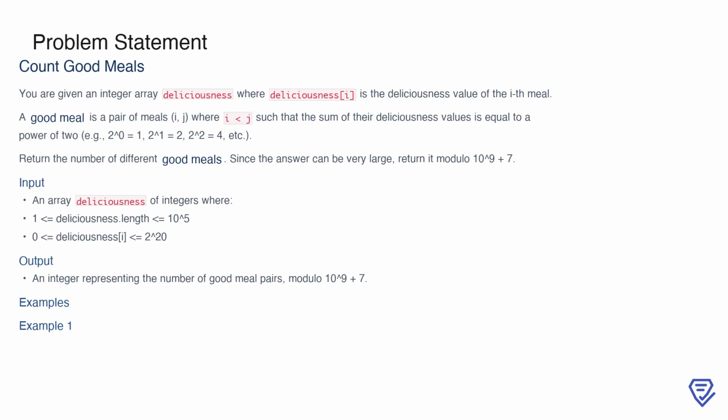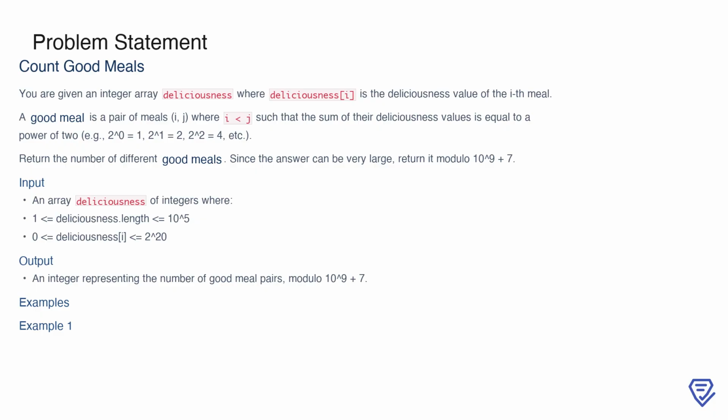In this problem, we are tasked with counting the number of good meal pairs in an array. A good meal is defined as a pair of integers from the array, such that their sum equals a power of 2. Powers of 2 include numbers like 1, 2, 4, 8, 16, and so on. For example, if two numbers add up to 4, which is 2 to the power of 2, that would constitute a good meal. The input is an array called deliciousness, where each element represents the deliciousness value of a meal. We need to find all such good meal pairs in the array.